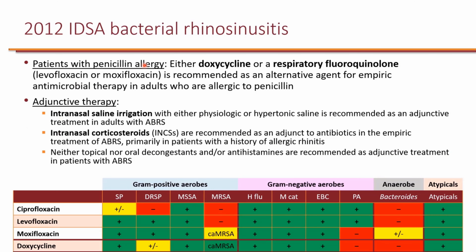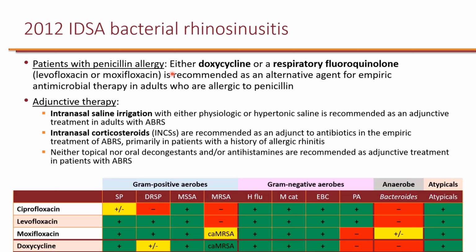So in patients with penicillin allergy, it's recommended to use either doxycycline or a respiratory fluoroquinolone. This is where using a respiratory fluoroquinolone is okay, because now the patient has an allergy to penicillin, so they can no longer take Augmentin. Now it's okay to use fluoroquinolones because the patient is running out of options. You might choose a fluoroquinolone over doxycycline because doxycycline doesn't work well against drug-resistant Strep pneumo. But if the patient doesn't have risk factors for drug-resistant Strep pneumo, then they can totally use doxycycline because it will have good activity.